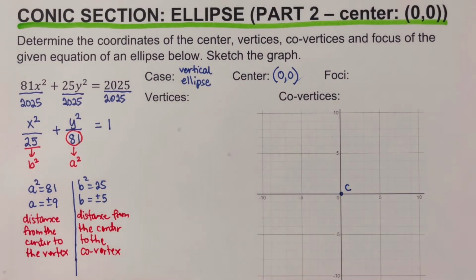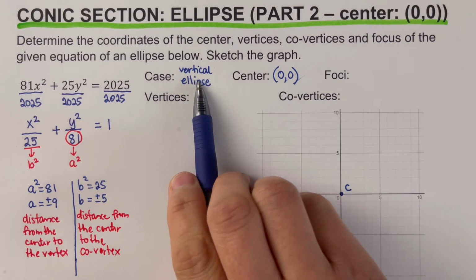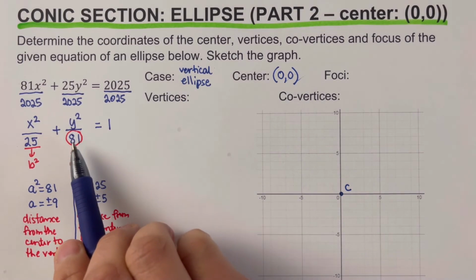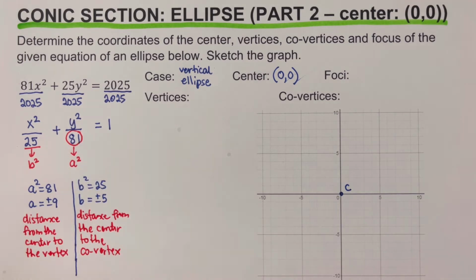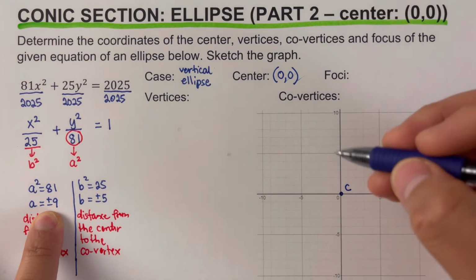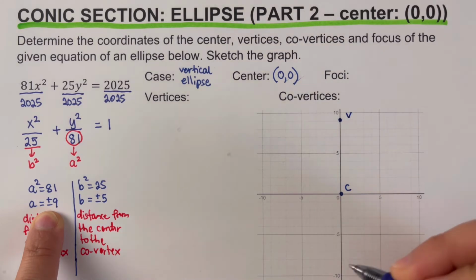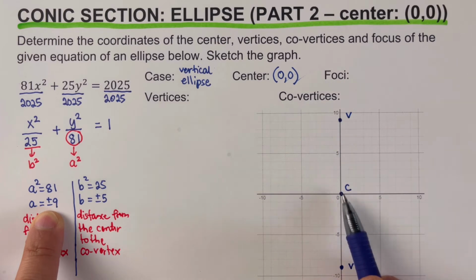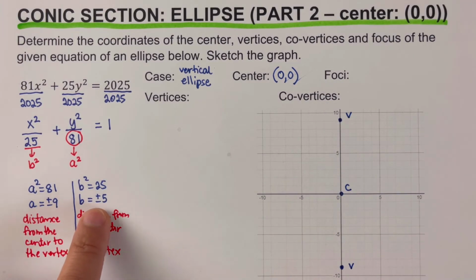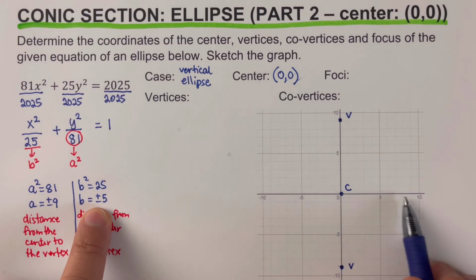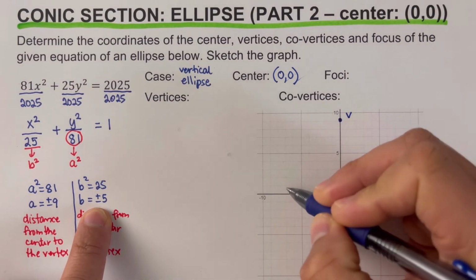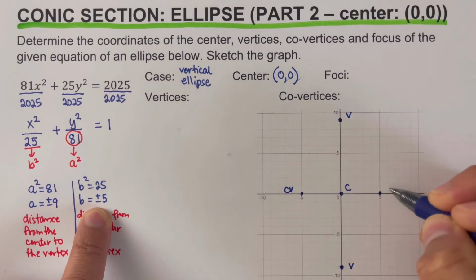Since this is a vertical ellipse, because the denominator of the y squared is bigger, we go up and down 9 places. So I will put that up here. That's 9. So this is our first vertex, and the other vertex is going to go down here. So that's plus 9 and minus 9 from the center. And then after that, we will go 5 to the left and 5 to the right for the co-vertices. So this will be labeled as a co-vertex, and this is another co-vertex.